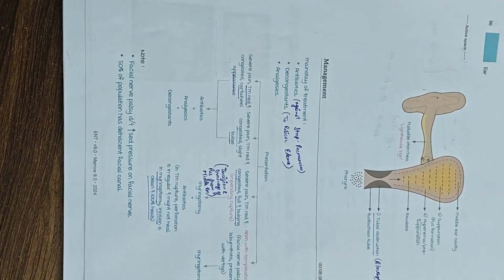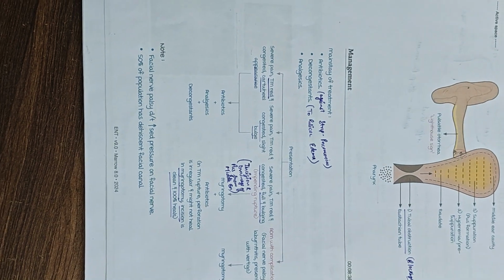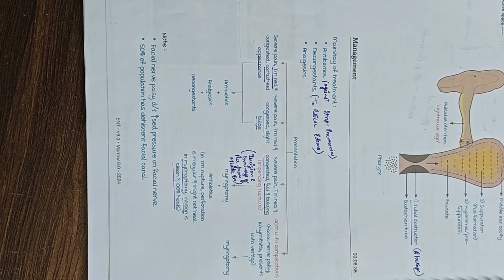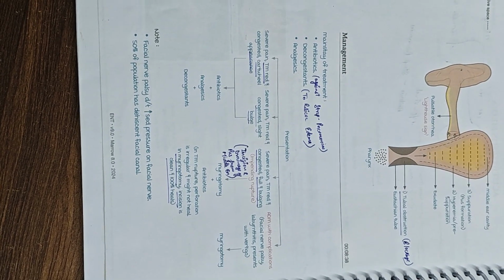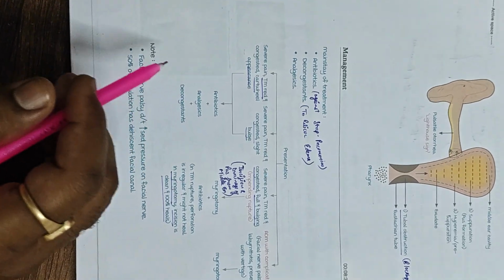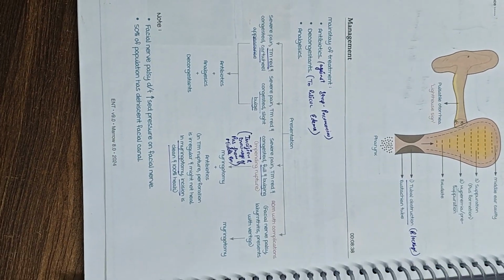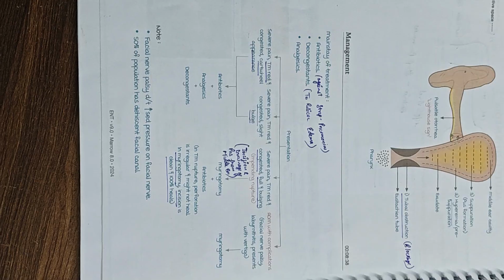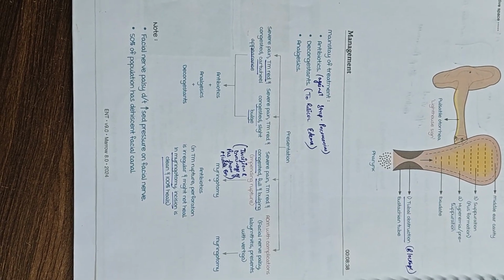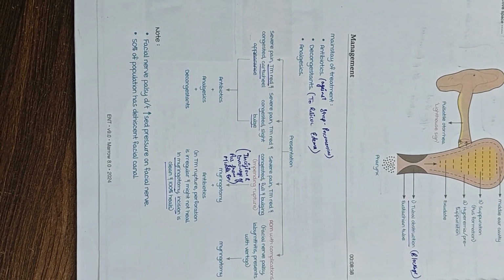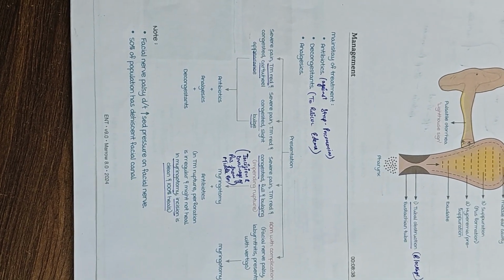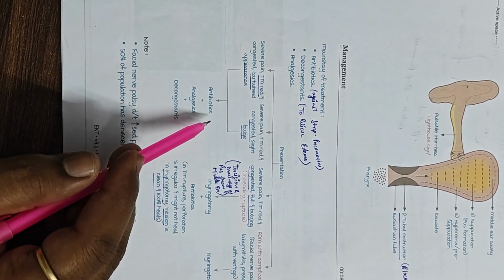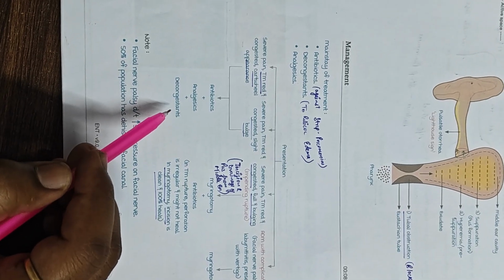Now its management part. First of all, the mainstay is antibiotics against Streptococcus pneumoniae. Decongestants are used to relieve the edema, and analgesics are used for pain relief. Now the management is also classified. If there is severe pain and a reddish, congested tympanic membrane with cartwheel appearance, or it is slightly bulging out, the management will be antibiotics, analgesics, and decongestants.